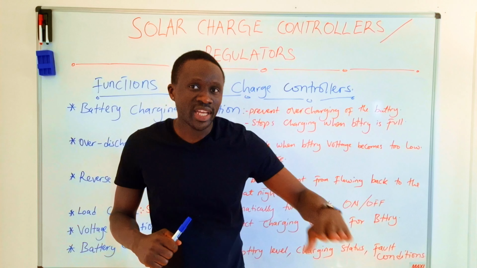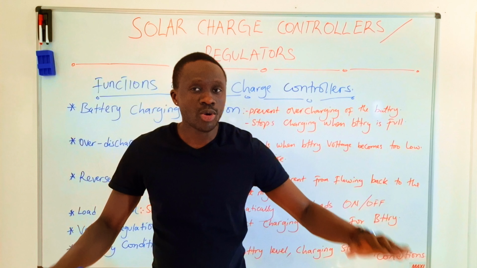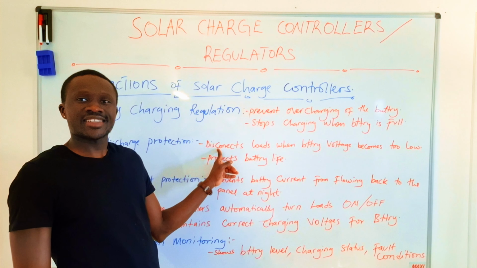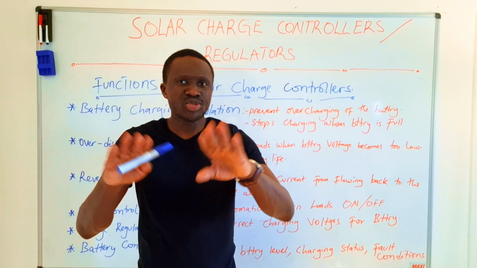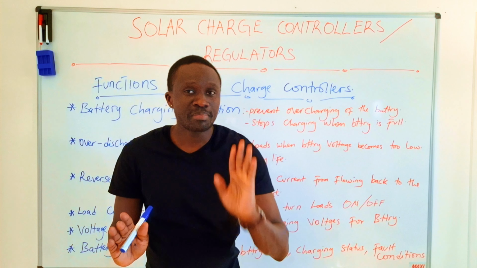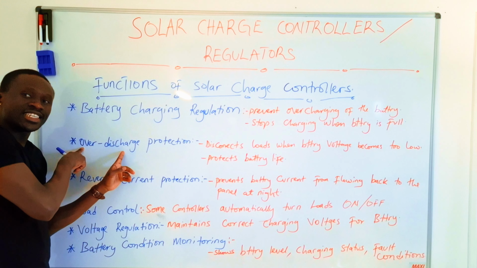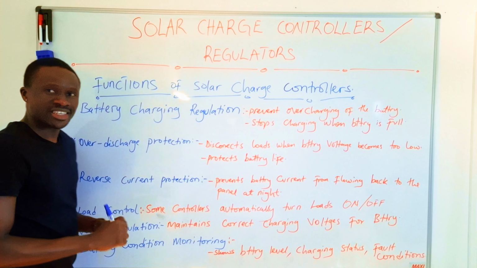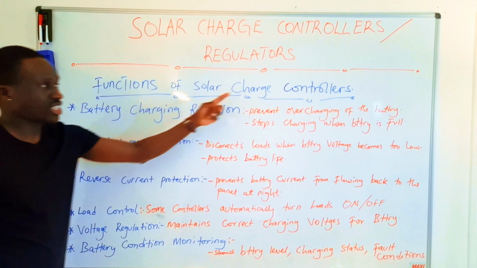It senses when the battery voltage is going low. Now when it goes low, it does what? It disconnects. It disconnects automatically without your help. That is the use of it, so that the battery is not what? Over discharged. So that the battery is not over discharged. It is protected. And that's the function of a solar charge controller.